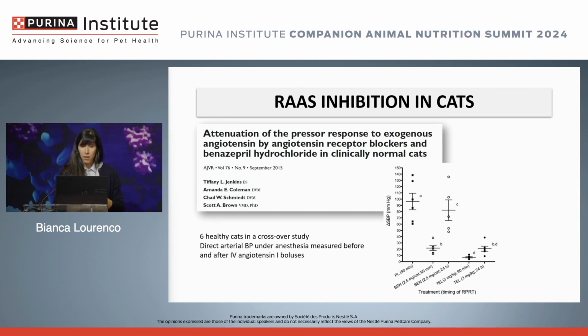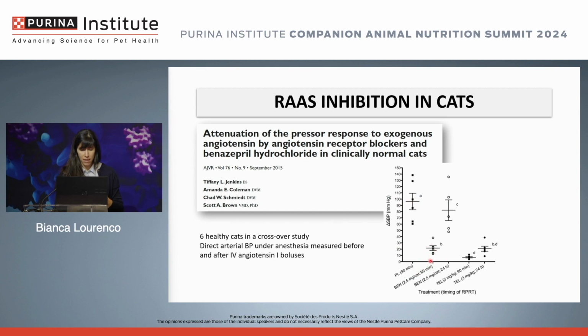This is data from part of our group, and they have looked at the pressor response test, meaning cats were administered angiotensin 1, and then we observed an increase in systemic arterial pressure. These cats were under anesthesia for ethical purposes. And so when they were administered placebo before the pressor response test, they experienced a dramatic increase in blood pressure. That increase in blood pressure was well attenuated by benazepril.